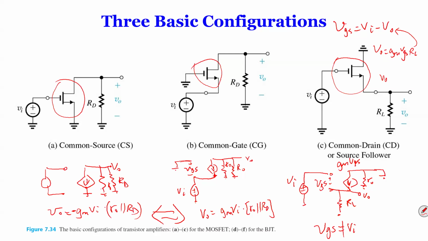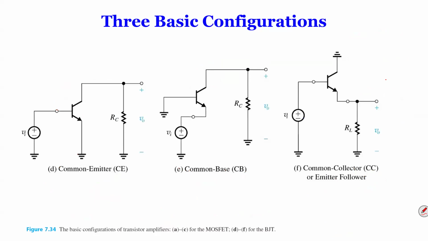Okay, so that's our MOSFET amplifiers. And then we move on to BJTs. We've got the same thing. You have common emitter. What does it mean? Well, the emitter is grounded, and the input has its ground too. So the emitter and the input share the common ground. That's why we call it a common emitter.